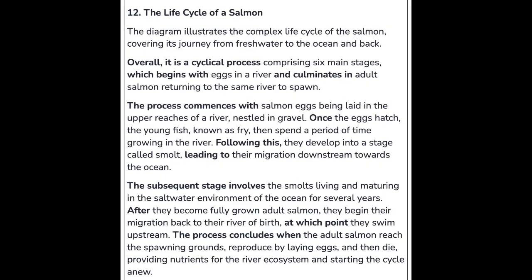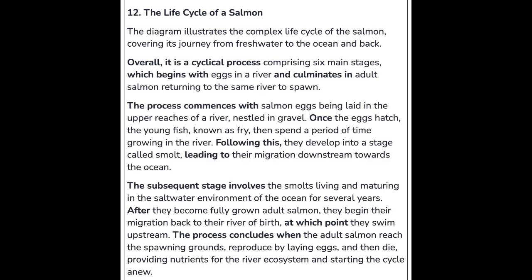12. The life cycle of a salmon. The diagram illustrates the complex life cycle of the salmon, covering its journey from freshwater to the ocean and back. Overall, it is a cyclical process comprising 6 main stages, which begins with eggs in a river and culminates in adult salmon returning to the same river to spawn.